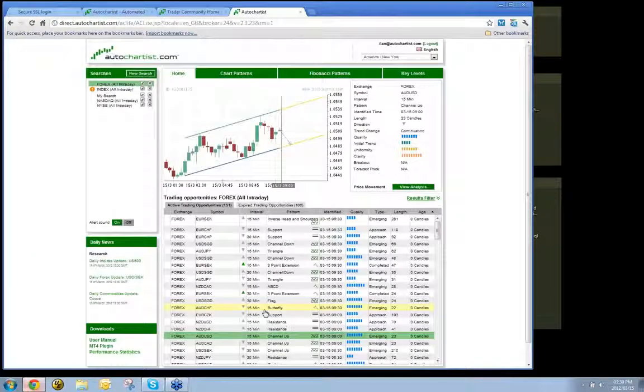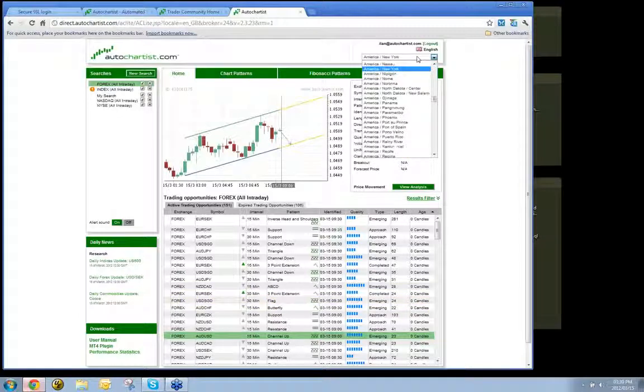So basically in your top right-hand corner, you can set the time zone of Autochartist to be whatever time zone you trade in, okay? And the time zones we cover are pretty much the entire world. And the information you see on Autochartist will all change according to the time zone that you're currently in.